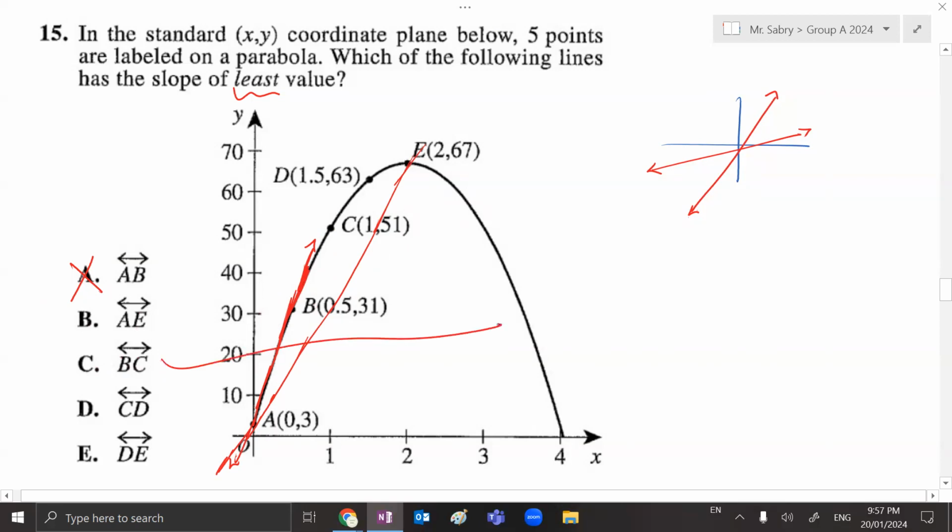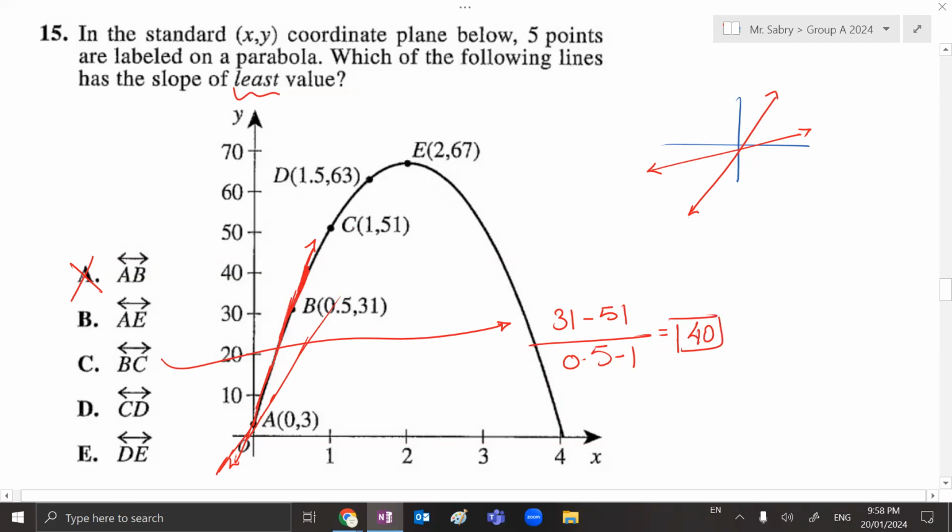So how do I calculate the slope of BC? I'll just do y2 minus y1 over x2 minus x1. That's 31 minus 51 over 0.5 minus 1, and put this on a calculator and it should get me the answer. Get it always as a decimal to make sure you can compare between them. That answer is 40.